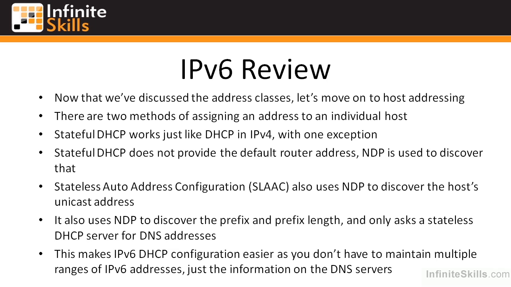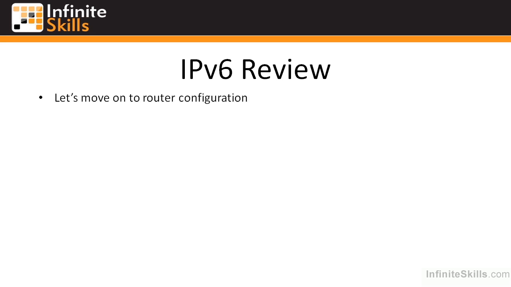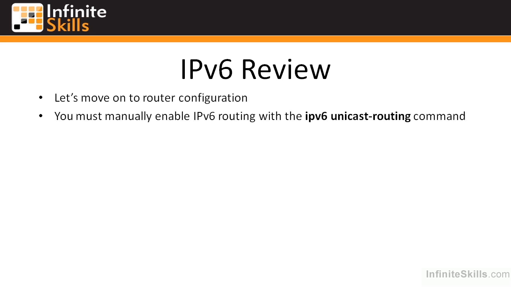You can then depend on the host to figure out what subnet it's in, what its default gateway is, and where the DNS server is. And last but not least, we'll move on to router configuration. Now, when you're configuring IPv6 on Cisco routers, you'll recall you have to enable IPv6 routing with the ipv6 unicast-routing command in global configuration mode.